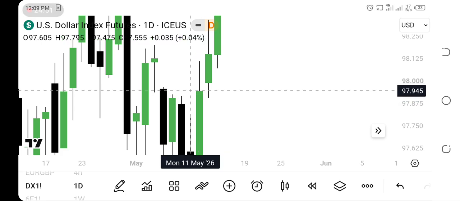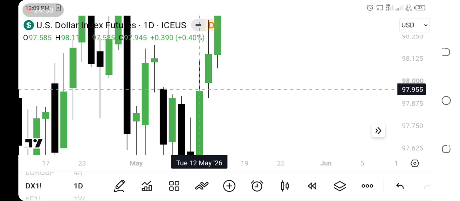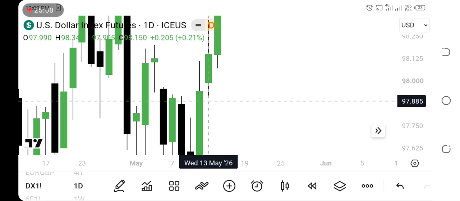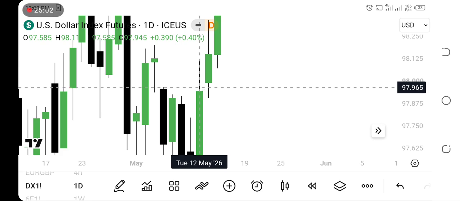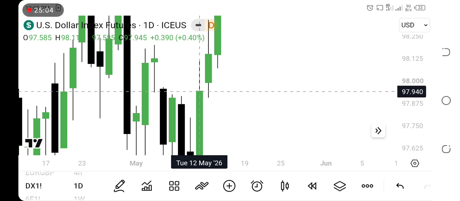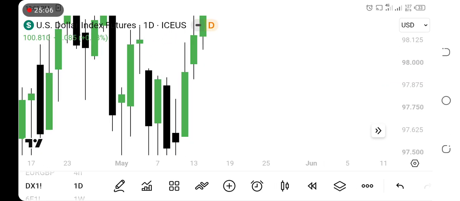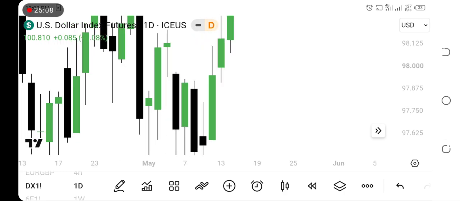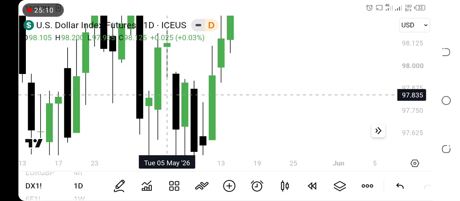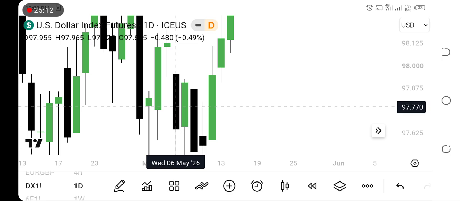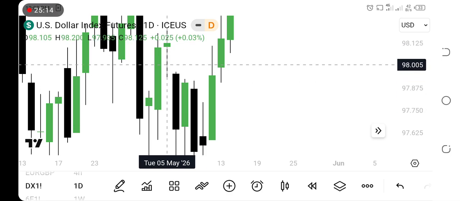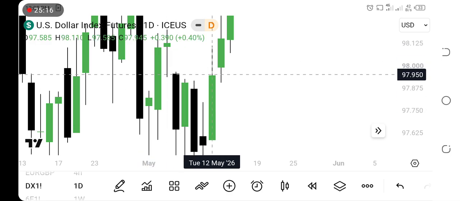Now, volume imbalance is the space between candle bodies. So you can see this candle on the 12th of May 2026 and this candle on the 13th of May 2026. The space between their bodies is a volume imbalance. Take note of that. That's all you need to know about volume imbalance. The same thing with this candle on the 5th of May and this candle on the 6th of May. The space between their bodies is a volume imbalance. Finish.